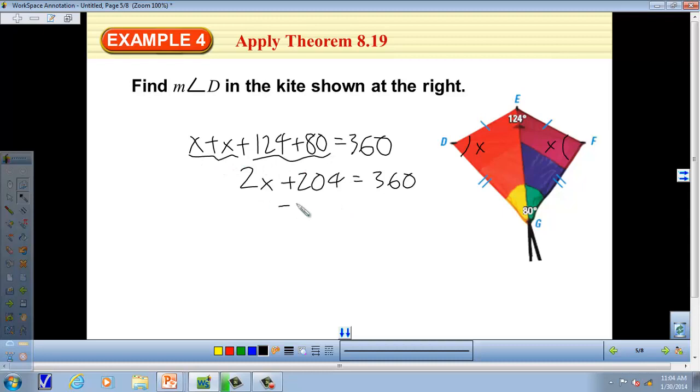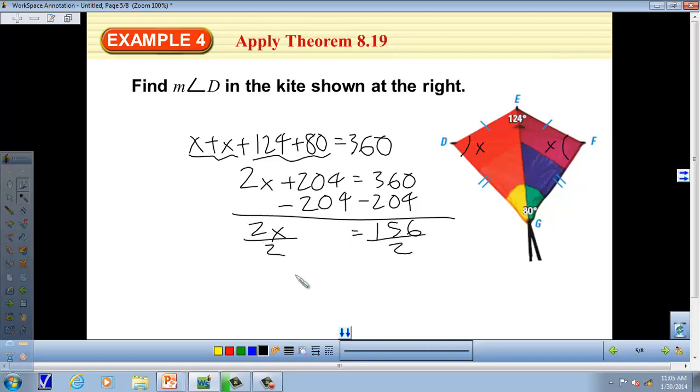That gives me 2x. I'm going to subtract 204 from both sides, and we get 2x is equal to 156. We're going to divide both sides by 2, and x equals 78 degrees. That tells me that this angle is 78 degrees, and this angle is also 78 degrees. So the measure of angle D happens to be 78 degrees. Okay?